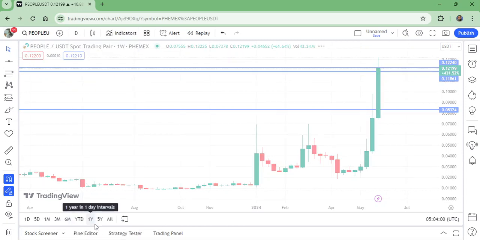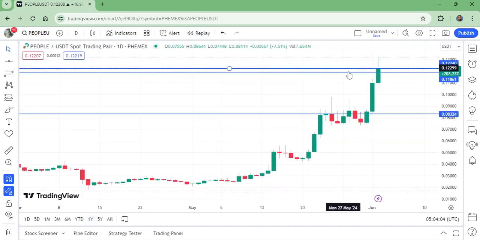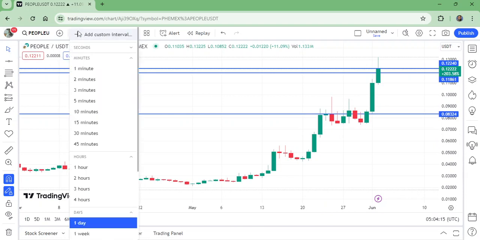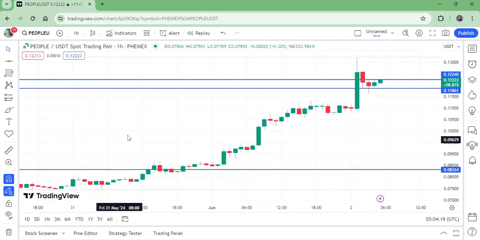And now I'm going to show you the daily time frame. This was the daily time frame consolidation. This was the daily level, broke to the upward. Now it is high probability that it is coming down, but stay, keep watching this video. I will let you know when it is going to fall.